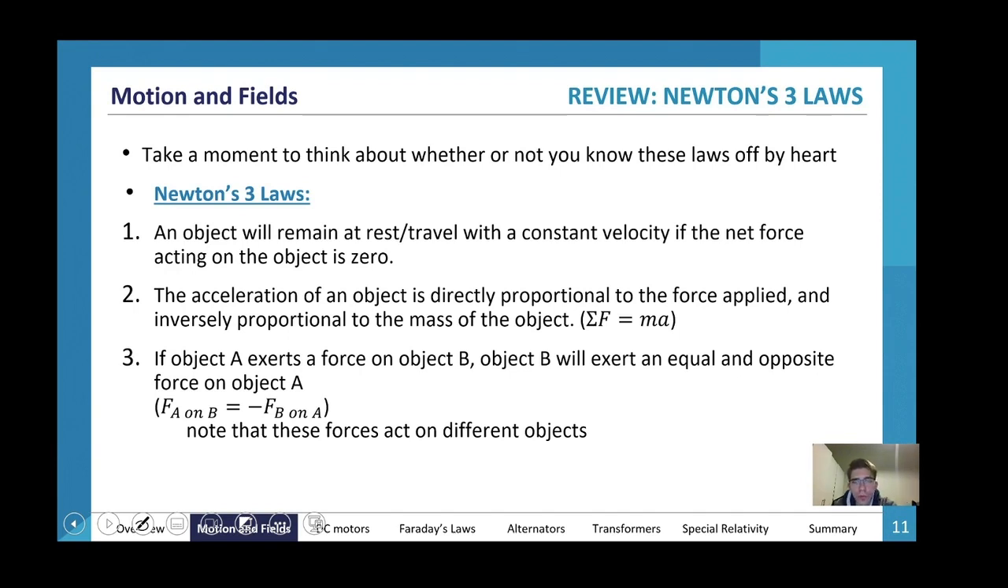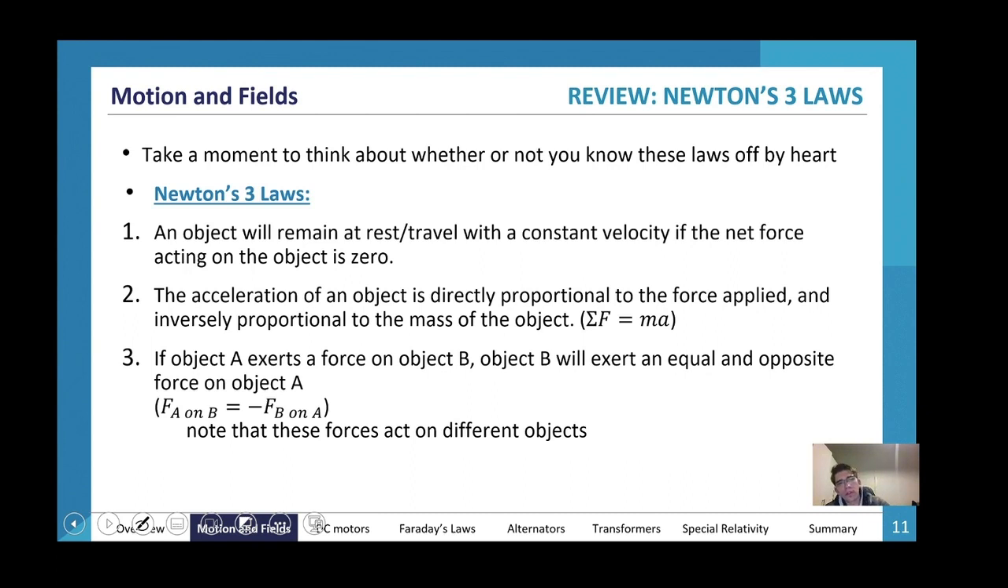Now let's talk about Newton's 3 laws. Before I just skimmed through it, but now let's cover it in a bit more detail. You do need to know these laws by heart though. And if you don't, I would highly recommend you have them on your cheat sheet. So let's start with the first one. Let's start with Newton's first law.